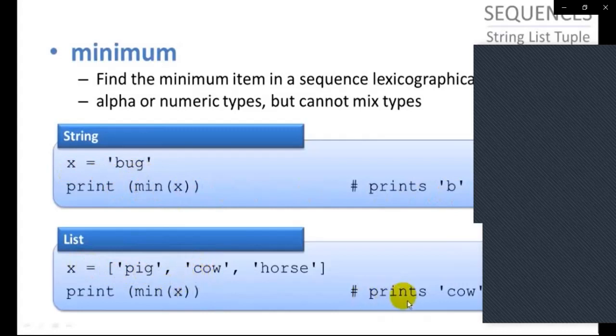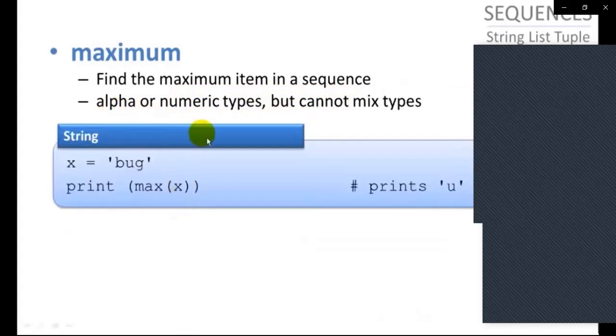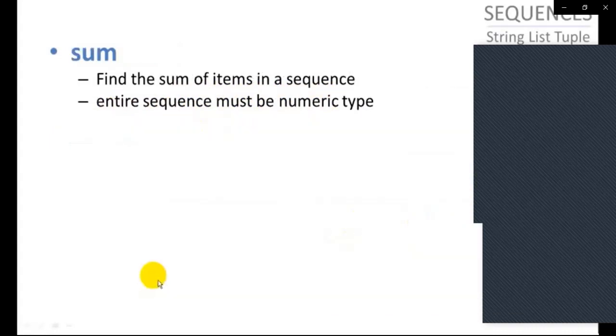So it prints cow. Maximum is going to find the maximum item in a sequence, again lexicographically, and they have to be all the same type, either numeric or string type. So if we take the maximum of bug, we get U, and if we take the maximum of pig, cow, and horse, we're going to get pig because it comes last alphabetically.